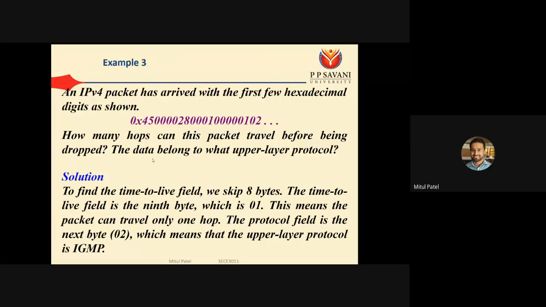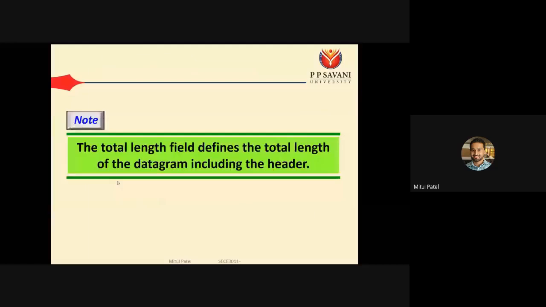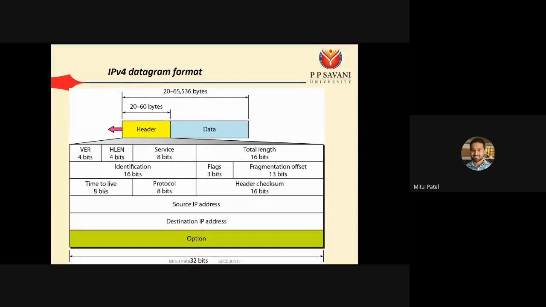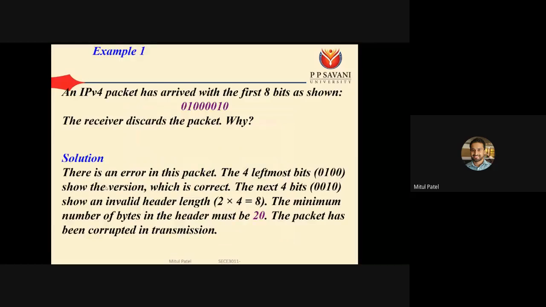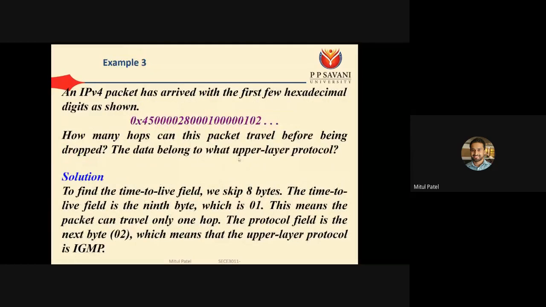So what is the question? How many hops can this packet travel before being dropped or discarded? Which field is for that? It is the time to live field. We know the maximum number of hops that can be visited is given by TTL, so we need to find the value of TTL. What is the second question? To which upper layer protocol does the data belong?